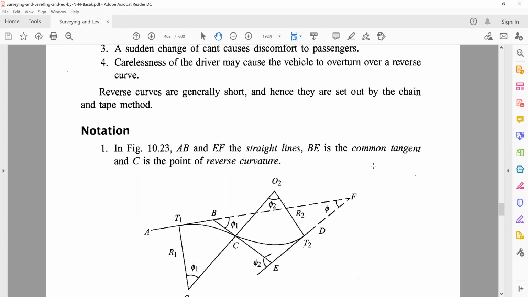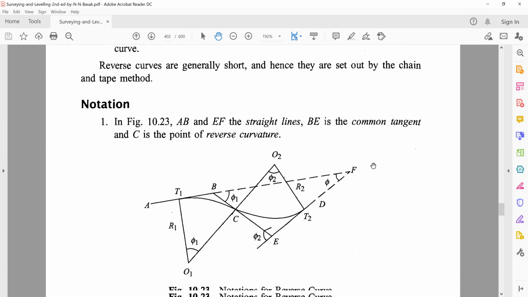In essence, this curve is avoided as much as possible, but it's not possible to avoid it entirely. You have to give it in hilly areas. It's inevitable. You would see a lot of reverse curves. Even in cities, you would see a lot of reverse curves, but they are avoided as much as possible.